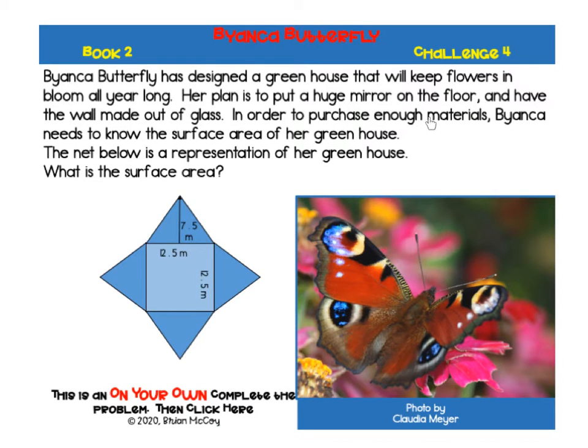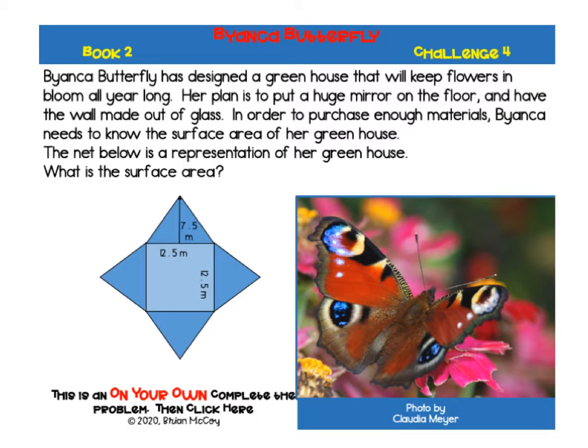In order to purchase enough materials, Byanca needs to know the surface area of her greenhouse. The net below is a representation of her greenhouse. What is the surface area? So this, if it were a 3D model, would be a pyramid, right? And a net is a two-dimensional representation of a 3D model. So it's basically taking the walls and folding them out down this way. And then you've got the floor here.